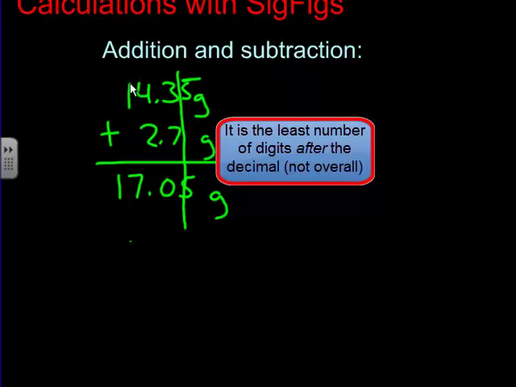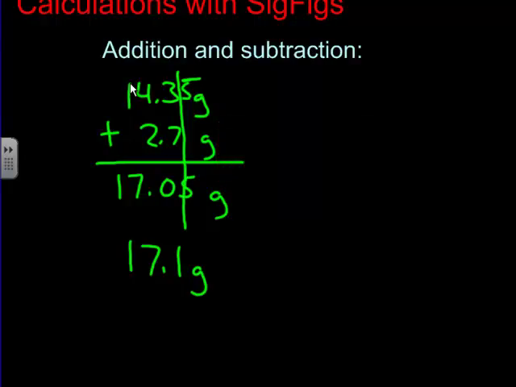So what counts in addition and subtraction? The least number of digits after the decimal, that's what you round to. So the 2.7 only has 1 number after the decimal, so my answer should only have 1 number after the decimal, so 17.1 grams.